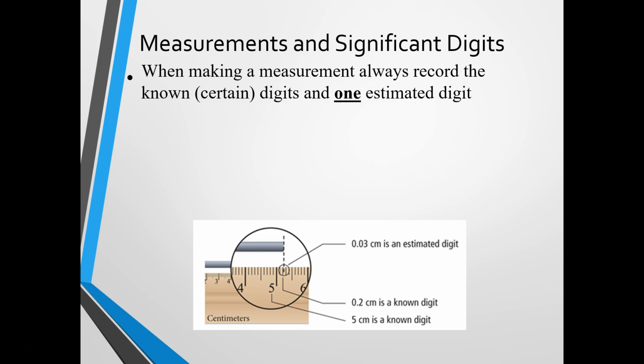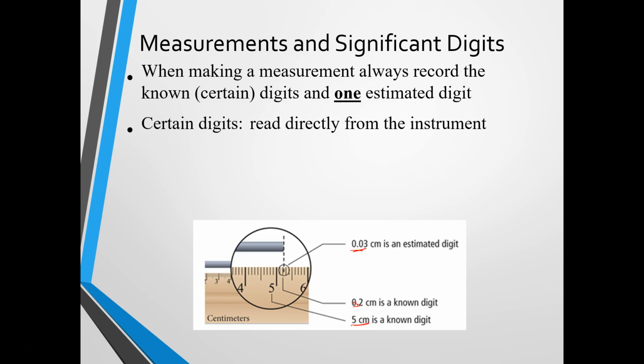So first, with measurements and significant figures, whenever we make a measurement, we always record the known certain digits plus one extra digit. And we'll talk more about this tomorrow, but basically that becomes a significant figure. So in this case of the ruler, our known is 0.3, 0.2, or 5 centimeters.